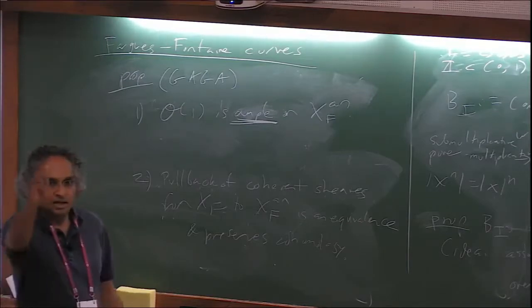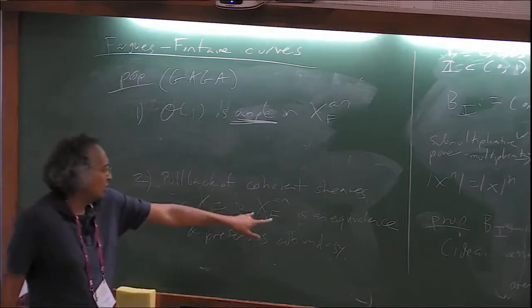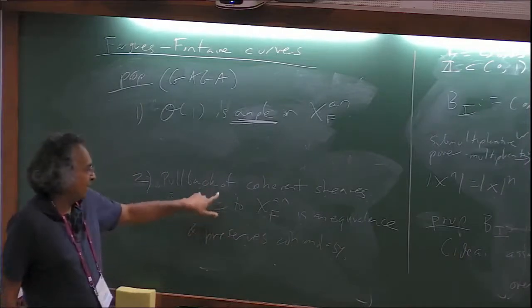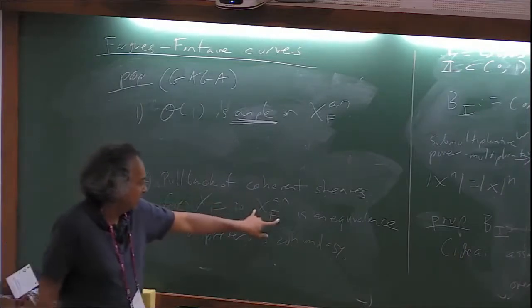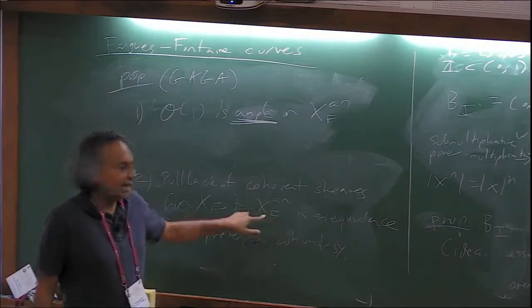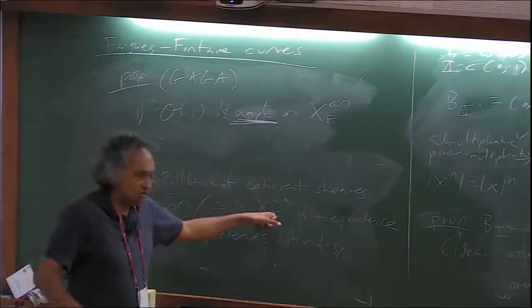Okay, yes? So there's a category of coherent sheaves on this scheme, and then the pullback is a functor from that category to the category of coherent sheaves on this locally ringed space, and that functor is an equivalence of categories between coherent sheaves on one and coherent sheaves on the other.